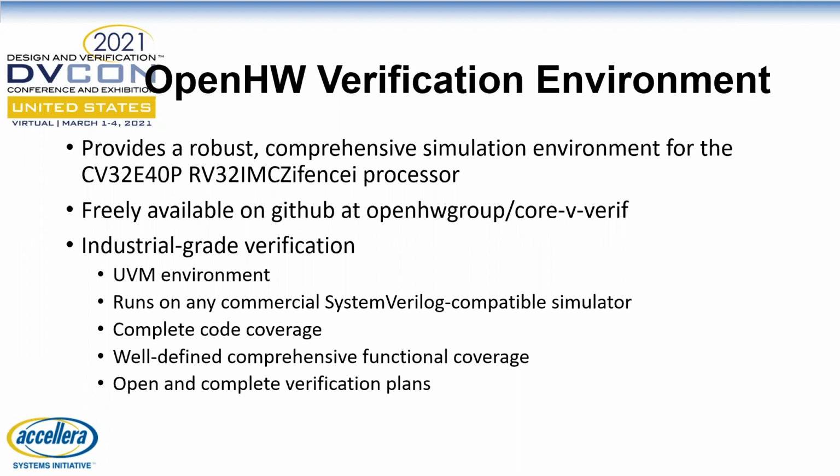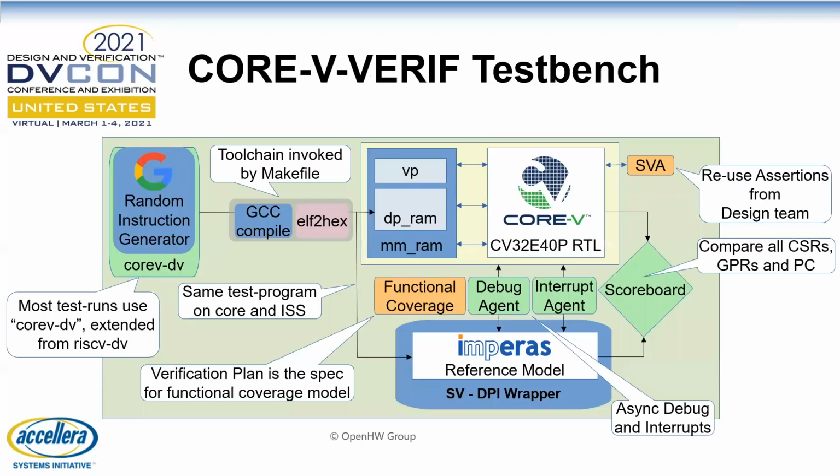We're verifying a 4-stage embedded processor that adheres strictly to the RISC-V standard ISA for the IMC and the ZI fence extensions. We've done a lot of work to ensure this runs on any SystemVerilog compatible simulator. We've completed very comprehensive plans, functional coverage, as well as code coverage to ensure the functional requirements for our processor have all been completely met. I'll look into the test bench here just a little bit, give you kind of an overview of it.